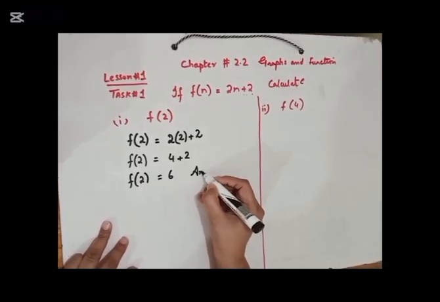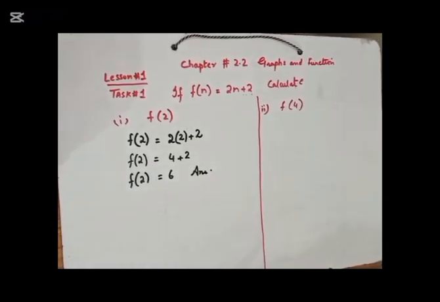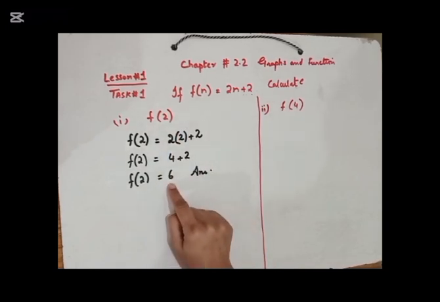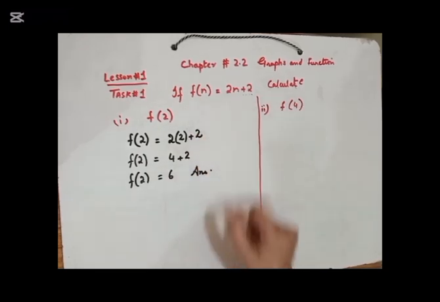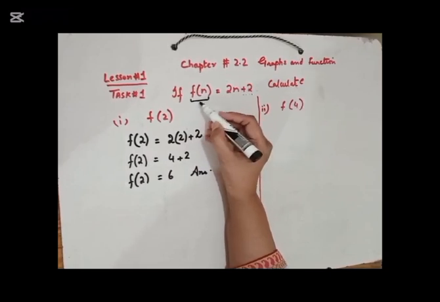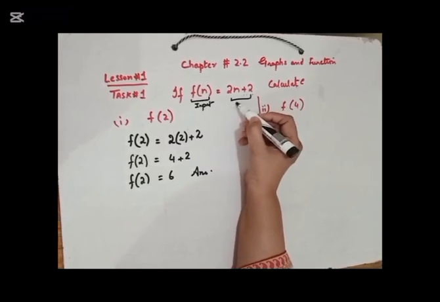This is your answer. So if the value 2 is given, what will the output be? We calculate the output, and it is 6. So this is an input and this is an output. This is the input, and what was the input value we had? And this is the output.